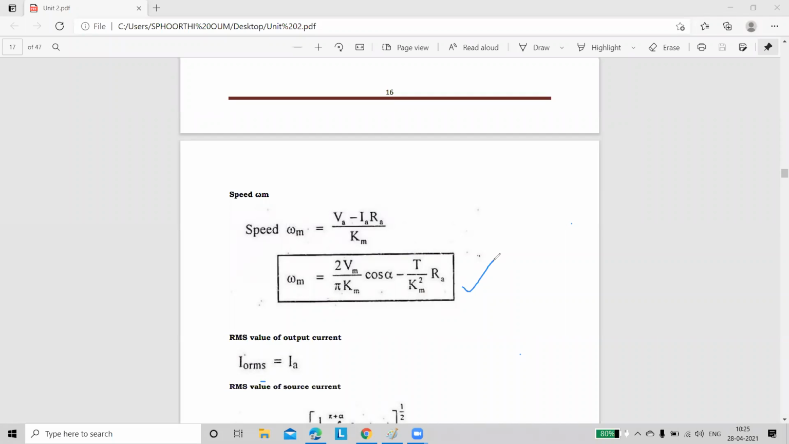Yes, ma'am. That means whenever you are observing the parameters, you are getting the expression as speed is equal to 2 into Vm cos alpha by pi into Km. Vm is the maximum voltage. Again, Km is constant and Vm is constant. Is it right? Yes, ma'am. Then cos alpha, again, alpha is just a variable. You can change it according to your requirement. Minus T by Km square.